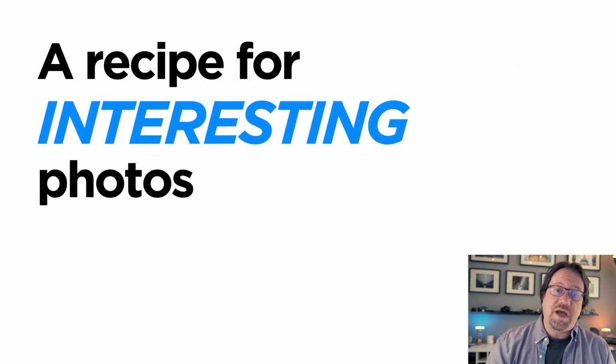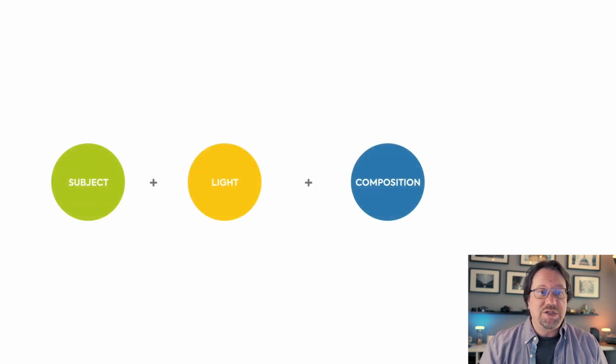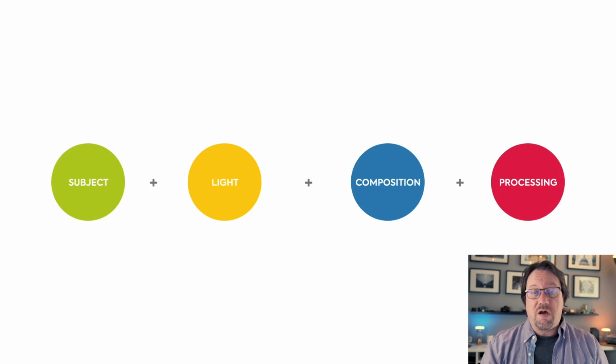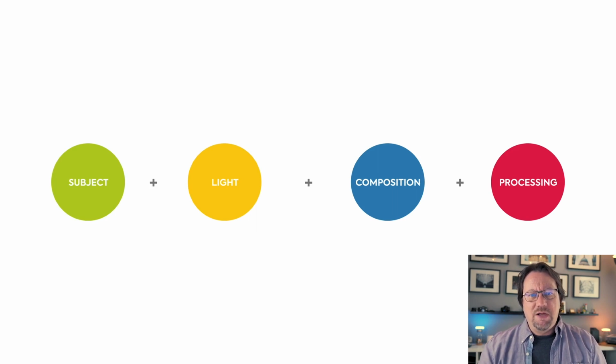So interesting photos have a recipe, and they consist of subject, light, composition, and the last ingredient, which we've been working with more lately, is processing with software, and we're using Adobe Lightroom Classic. All those things can add interest to your photo. The one you have the most control of almost all the time is composition of those first three. You also obviously have lots of control with processing.